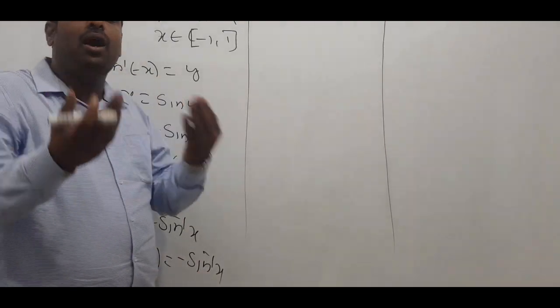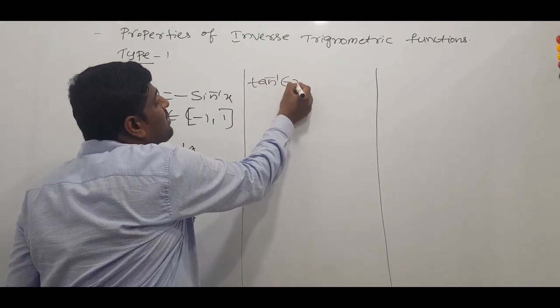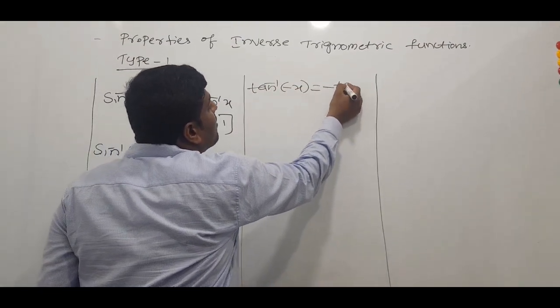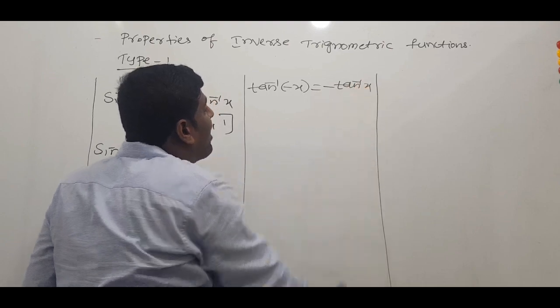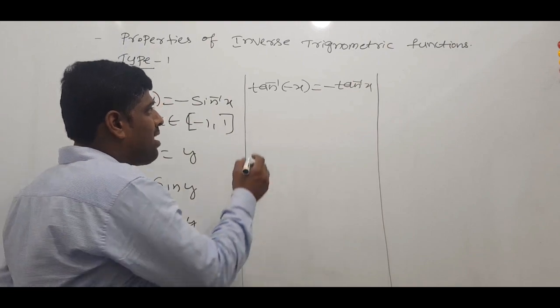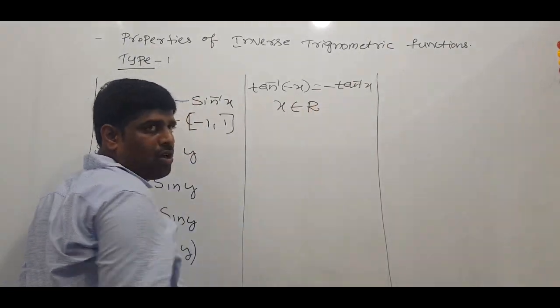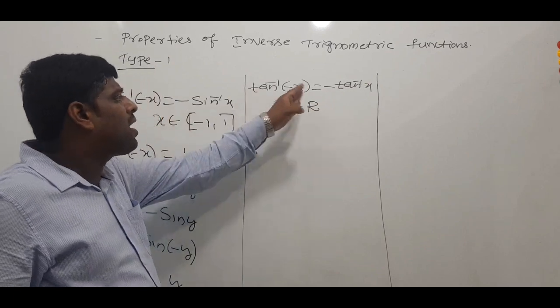Now another property is tan inverse of minus x is equal to minus tan inverse x. This property also satisfies the domain. The domain of this property is x belongs to R. Now let us prove this property.